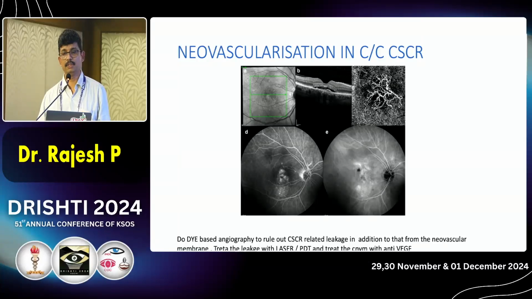But one important thing is that you should also get a fluorescein angiogram or ICG done along with that, just to make sure that the fluid is not coming only from the CNVM. There could be a contribution from the CSR component also. So you treat the patient with anti-VEGF injection, and you also treat the CSR component with laser or PDT.